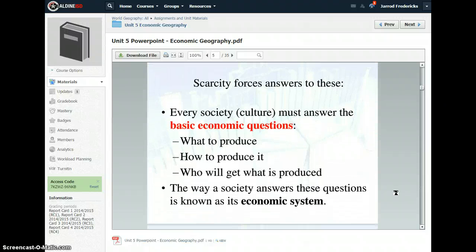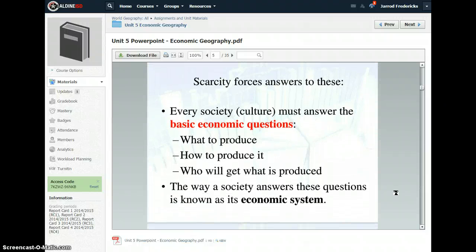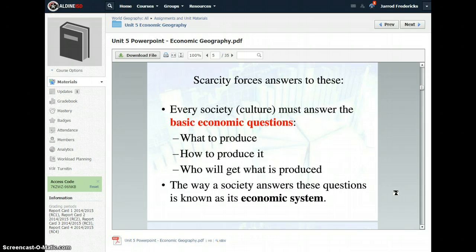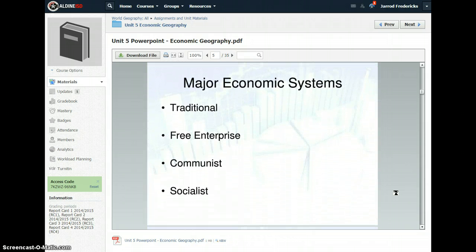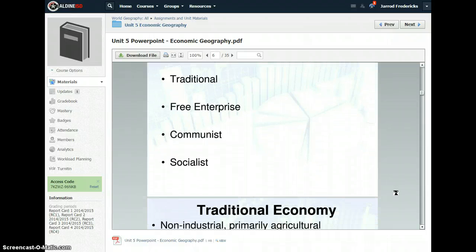Scarcity forces answers to these, the basic economic questions, which every society and culture must answer. 1. What to produce. 2. How to produce it. And 3. Who will get what is produced. The way a society answers these questions is known as its economic system. There are 4 major economic systems that we will study. The first, traditional. The second, free enterprise. The third, communist. And the fourth, socialist.